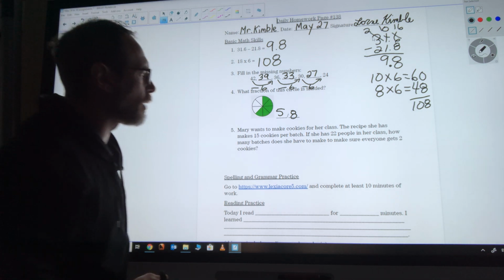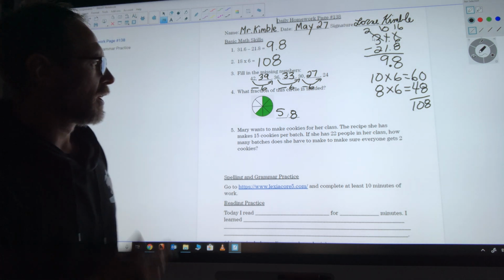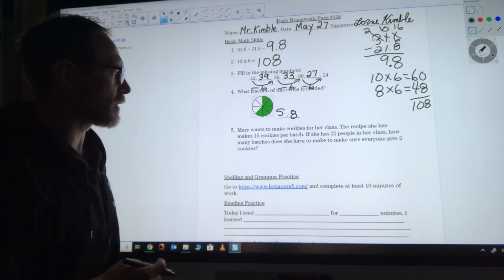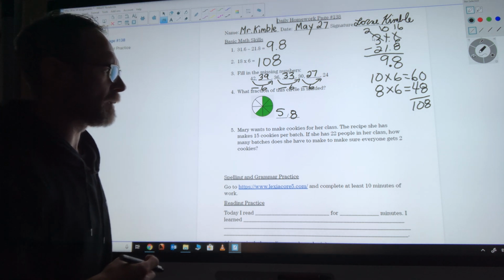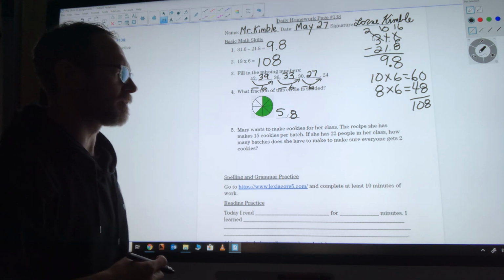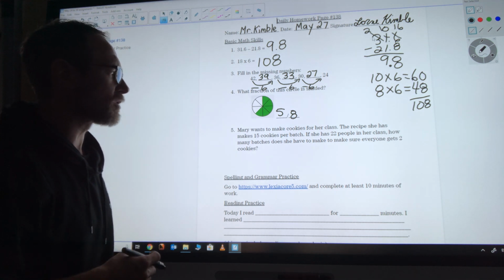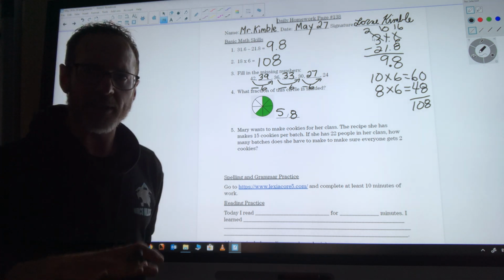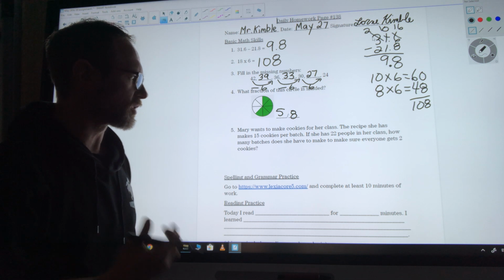Last question says, Mary wants to make cookies for her class. The recipe she has makes 15 cookies per batch. If she has 22 people in her class, how many batches does she have to make sure everyone gets 2 cookies? So there's a couple of steps to this question in order to solve it.